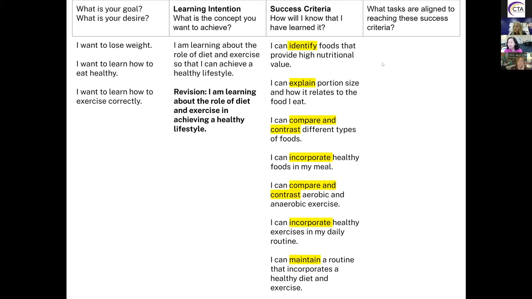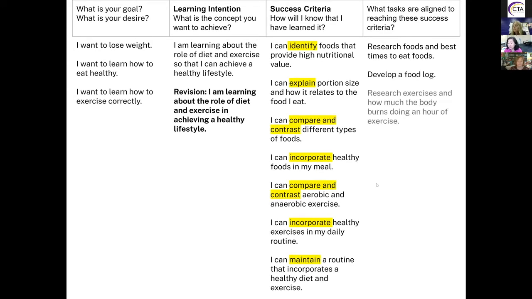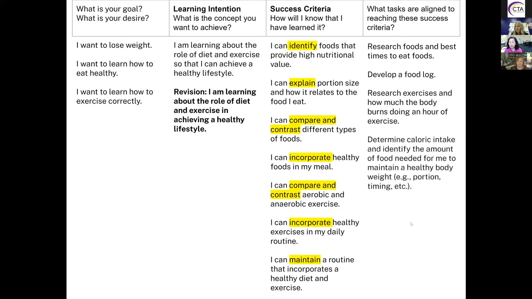So some examples of tasks are research foods and best times to eat foods, develop a food log, research exercise and how much the body burns during an hour of exercise, determine the caloric intake and identify the amount of food needed for me to maintain a healthy body weight, create an exercise regimen to follow each day.